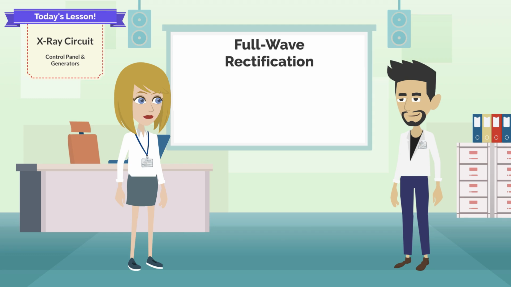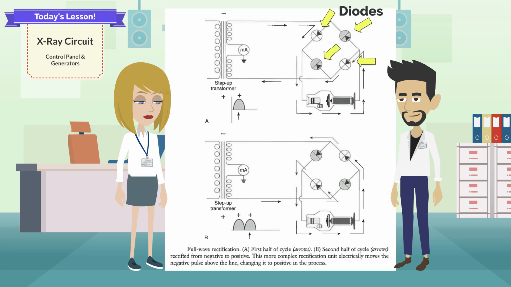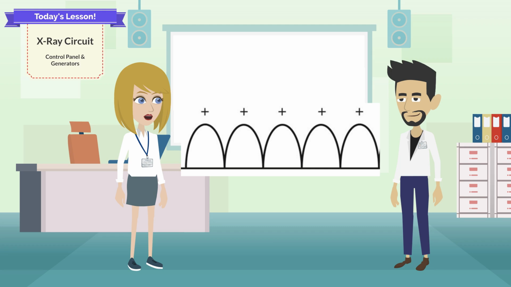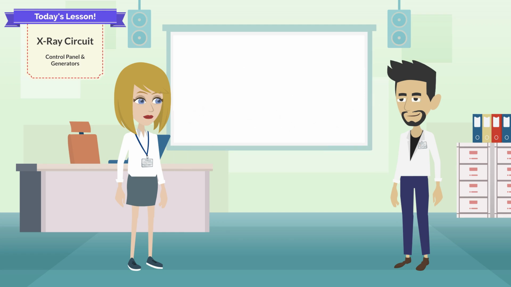With full-wave rectification, employing 4 diodes in the circuit, the current can be redirected during the negative half of the electric cycle so that the current will flow in the same direction during both the positive and negative halves of the cycle. This process is called full-wave rectification because it utilizes the entire electric cycle for X-ray production. The negative impulses are made positive during full-wave rectification rather than being eliminated like in half-wave.